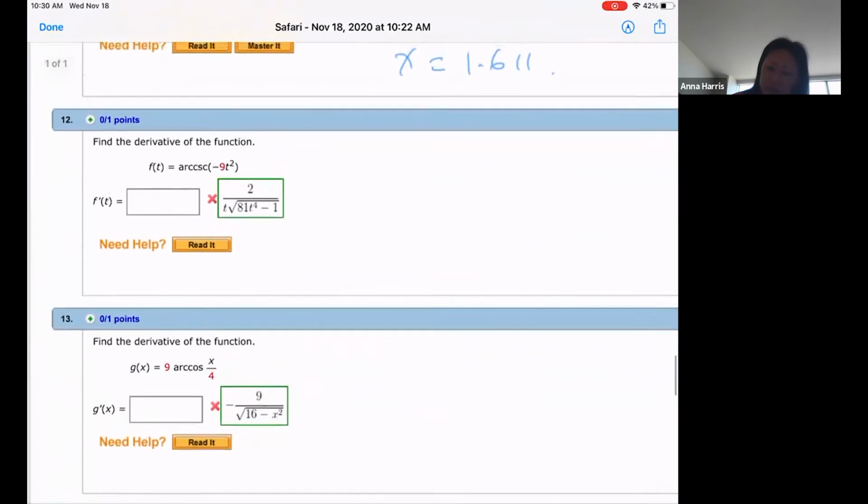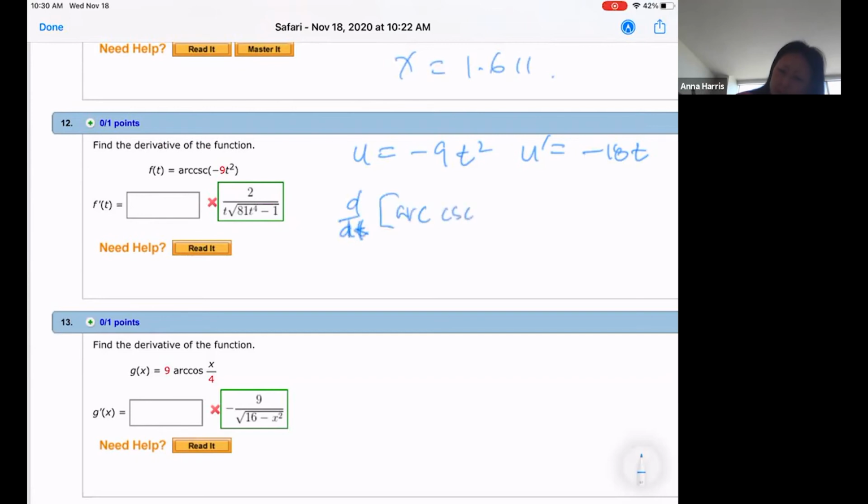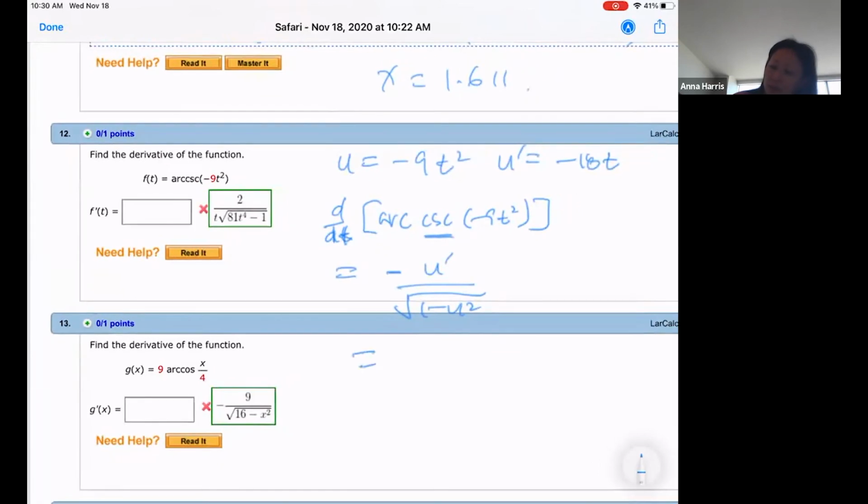All right, now this is a derivative. Let's review this. You're going to say u is equal to 9t squared, so u prime would be equal to negative 18t. Now I'm going to just plug into my formula. It says derivative of arc cosecant would be equal to, since it's a cosecant, negative u prime over what? Square root of 1 minus u squared. So I'll just simply plug into my formula.